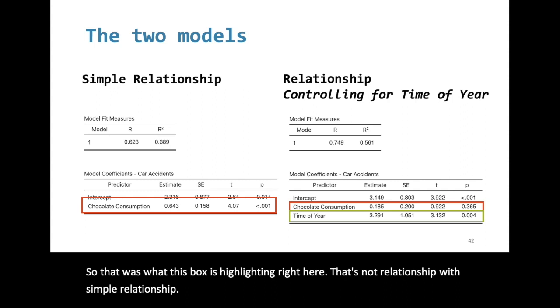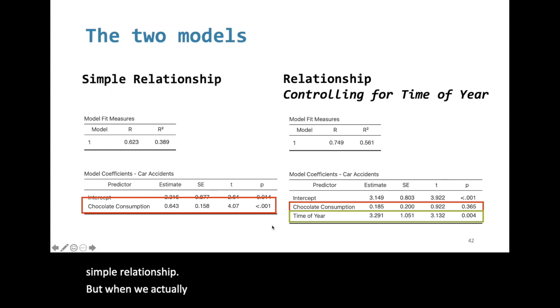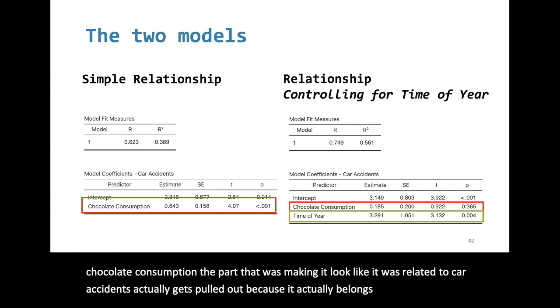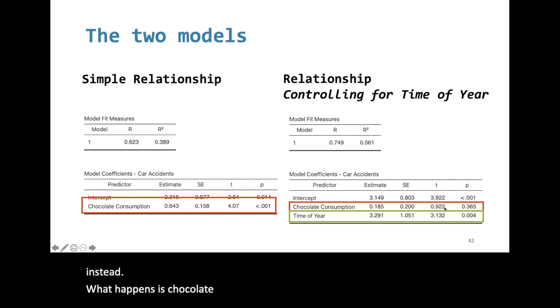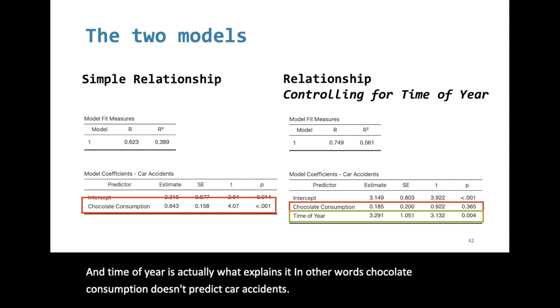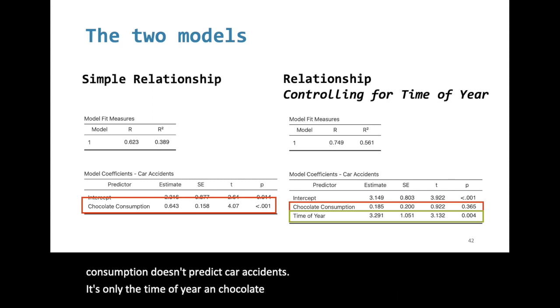But when we actually control for time of year, what ends up happening is the part of chocolate consumption that was making it look like it was related to car accidents actually gets pulled out, because it actually belongs to the time of year instead. Chocolate consumption is no longer significant, and time of year is actually what explains it. In other words, chocolate consumption doesn't predict car accidents. It's only the time of year, and chocolate consumption happens to also be related to time of year.